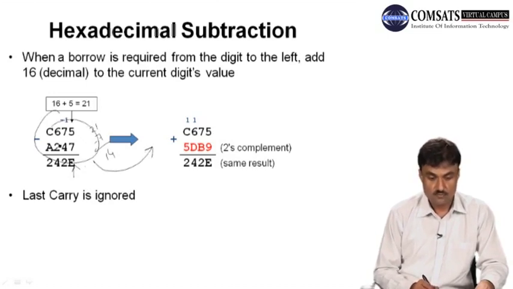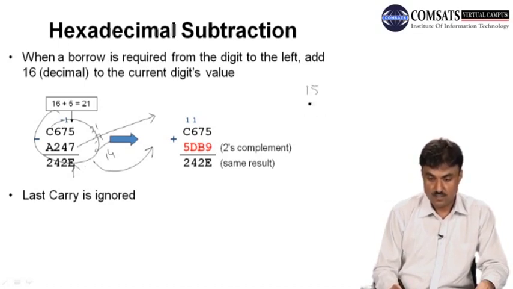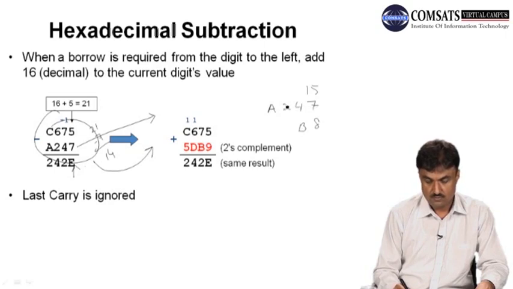So what we have to do is perform the 2's complement of this number. As we saw in the previous slide, to perform 2's complement we have to subtract from 15. So if we subtract 7 from 15, we get 8. Then we have 4: if we subtract 4 from 15, we get 11, which is represented as B. Subtract 2 from 15, we get 13, which is D.